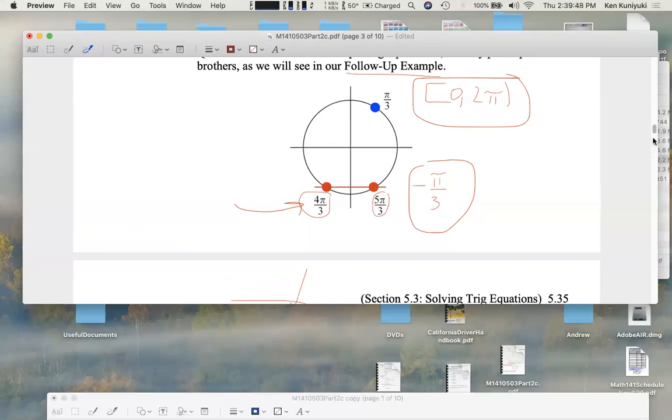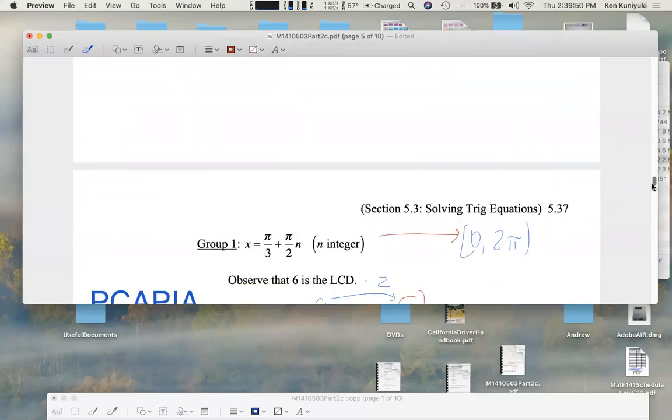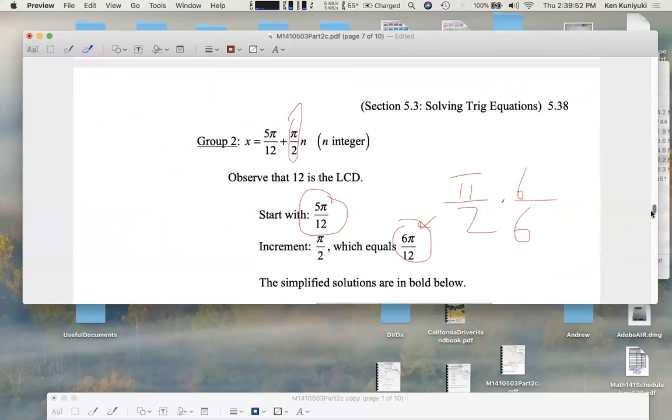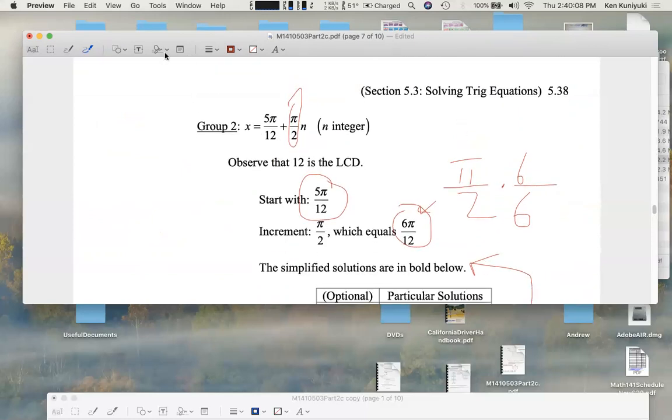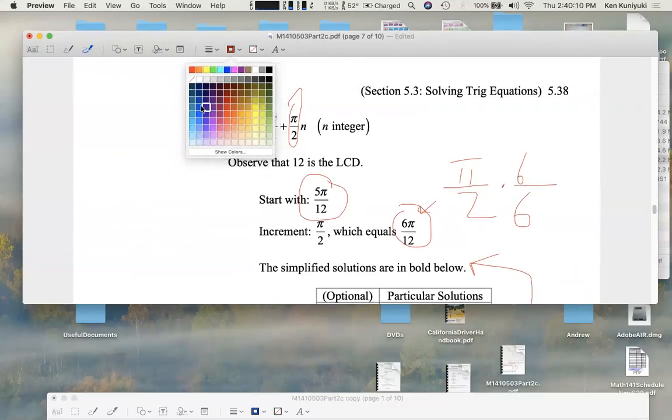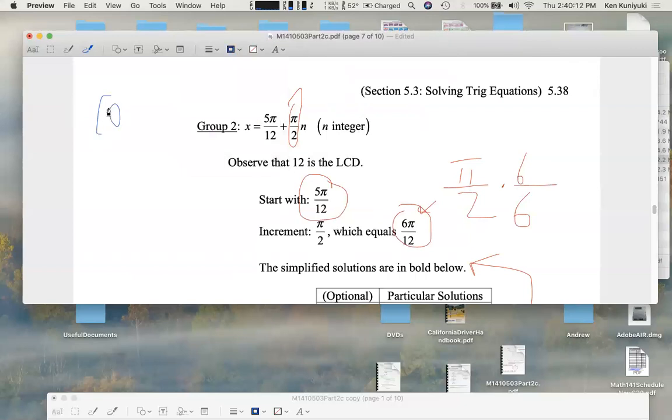Okay. So 5 pi over 3, that's our least non-negative solution, which means that when we deal with 5 pi over 12, we shouldn't have to subtract. And we don't have to. You can see here that 5 pi over 12 minus 6 pi over 12, that's no good. That's going to be negative pi over 12. That's outside the interval from 0 to 2 pi. I'm going to blue now. We still only want particular solutions between 0 and 2 pi.